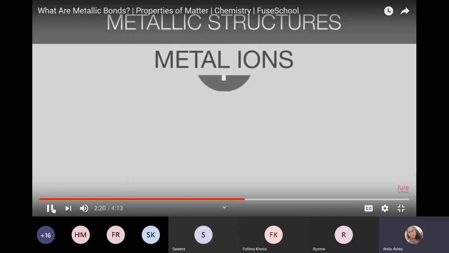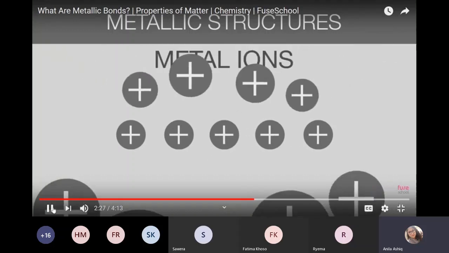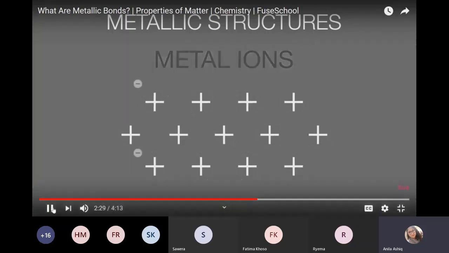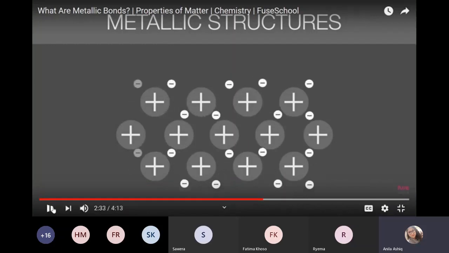However, there are only metal ions. These metal ions are arranged side by side in a regular repeating pattern. The free-floating electrons act like a glue and hold the structure in place. So this is the structure of metallic bonding, or that's how metallic bonding works.